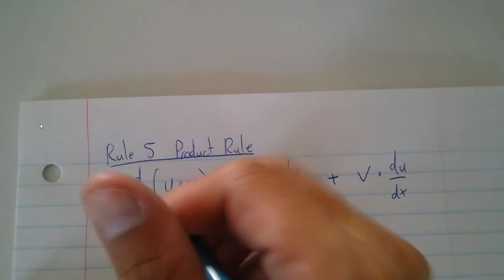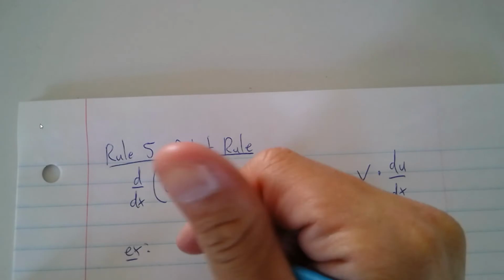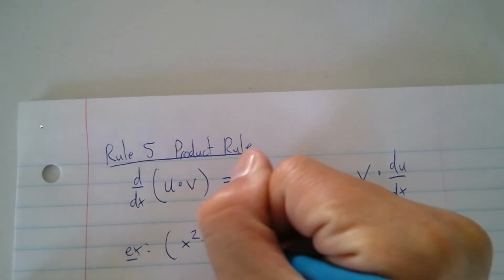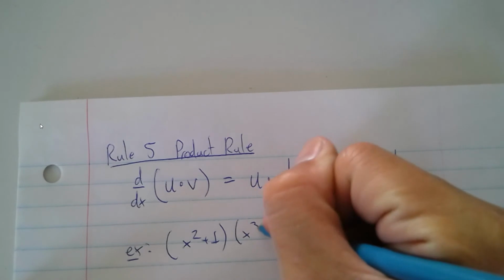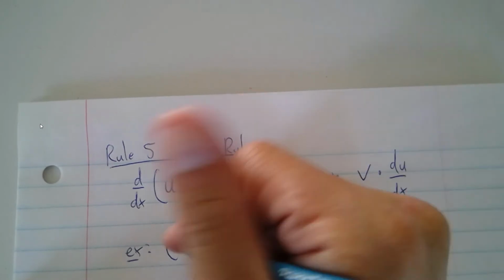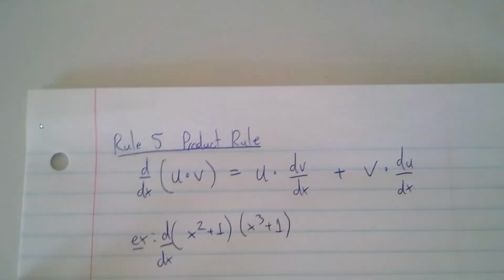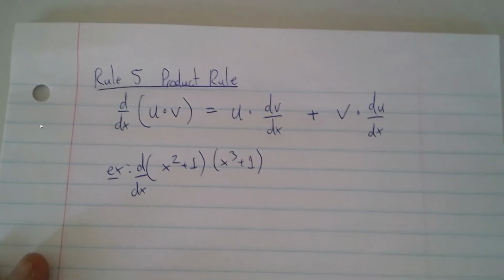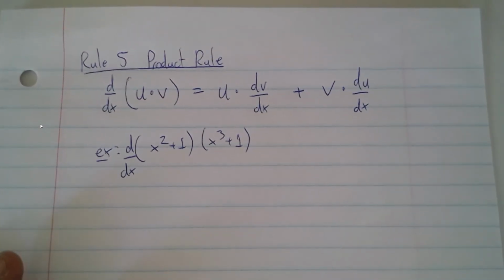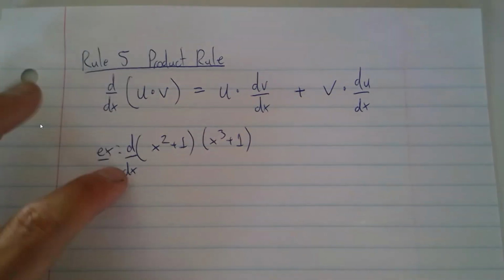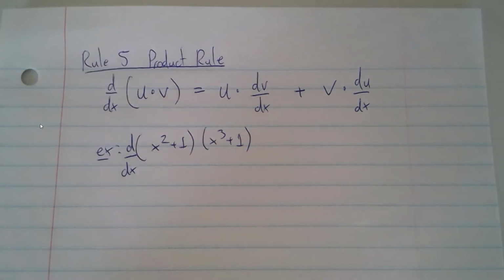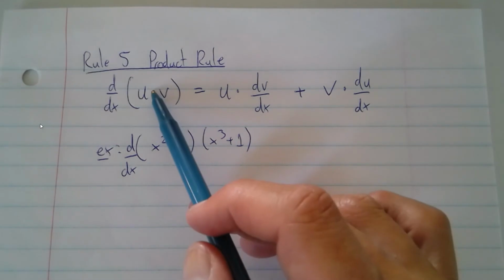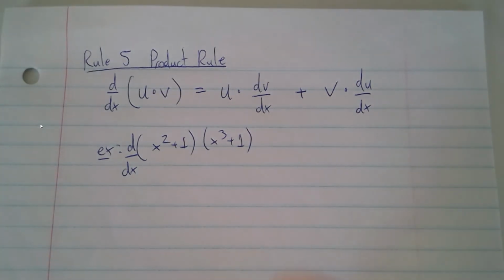Let's look at our example from earlier of x squared plus 1 times x cubed plus 1. And I asked you to take the derivative with respect to x. Let's use the new rule. What would I assign as u? And what would I assign as v? If I had to make this comparable to this technique, what would my u be and what would my v be?